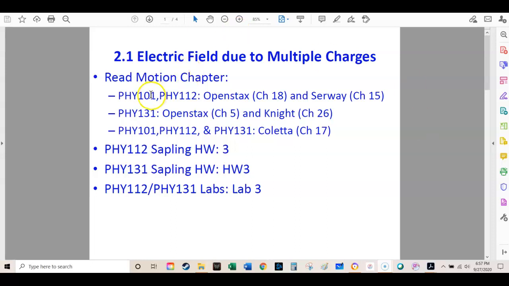If you haven't done the reading, please do so. If you're in Physics 101 or 112, please read OpenStax Chapter 18 or Survey Chapter 15. If you're in Physics 131, please read OpenStax Chapter 5 and Knight Chapter 26. If you have the Coletta textbook, then please read Chapter 17. Okay? And again, this is related to your Sapling homework number 3.